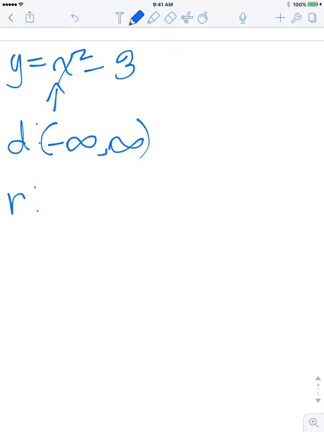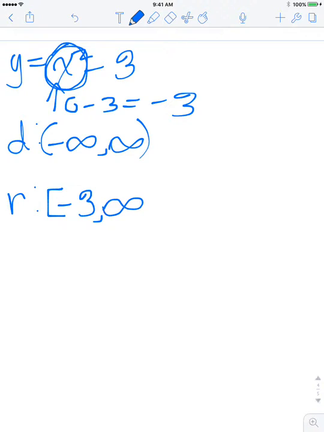And my range. Remember, if you square something, it's always going to be positive. So the smallest this number is ever going to be is 0. So 0 minus 3 equals negative 3. Negative 3 is the smallest y value I'm going to get, because no matter how big x gets, whether positive or negative, I'm squaring it and making it bigger. So my range is going to be negative 3, including negative 3, to positive infinity.